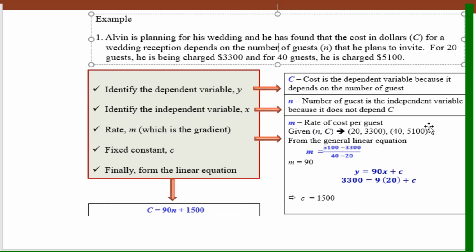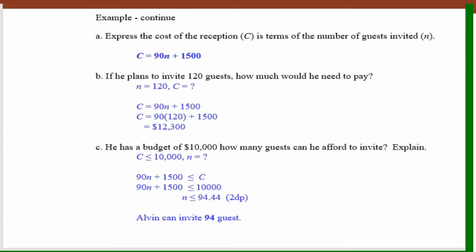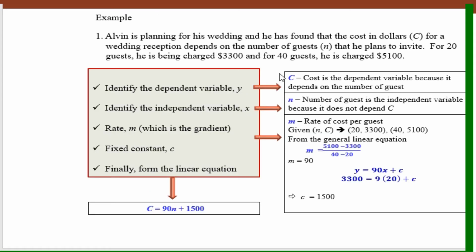They have asked you to express the cost of the reception C in terms of the number of guests invited. So they want you to find the linear model, the y equals to mx plus c line. So first, find the gradient. You can use the two methods that I showed you earlier, using that formula, or this way. You've got the gradient 90, so y equals to 90x plus c. Then you substitute any one point, let's say I'm using this. 3,300 equals to 90 times 20 plus c. C is 1,500. So my linear model is C equals to 90n plus 1,500.